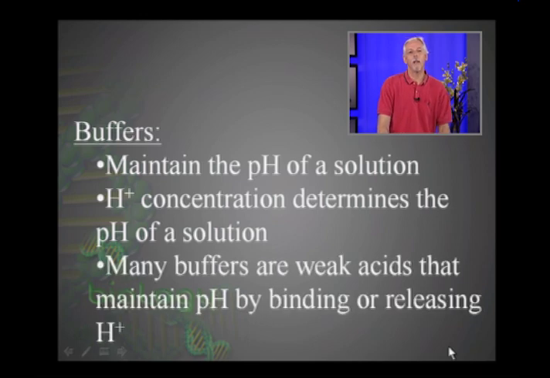Again, most of the buffers in the example that we're going to use are weak acids. A strong acid completely dissociates in a solution, so all of the acid will dissociate to release hydrogen ions. In a weak acid, only some of the acid molecules will dissociate to release hydrogen ions. We'll see that in the example that we use, which is carbonic acid.